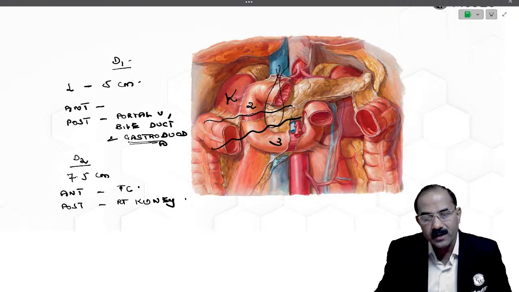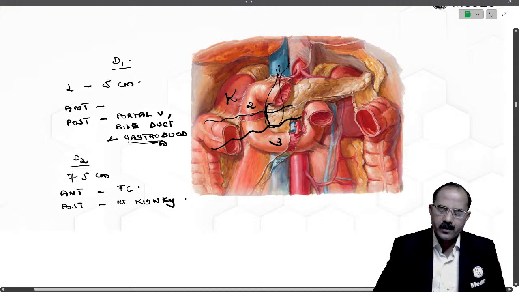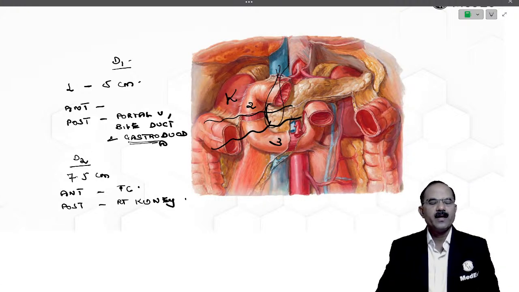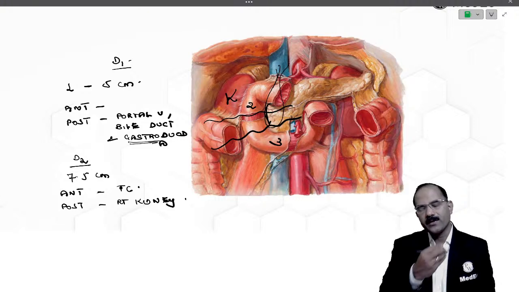Posterior relation is the right kidney. On the left is the head of the pancreas. Not the head and body, just the head of the pancreas. That's to the left side.